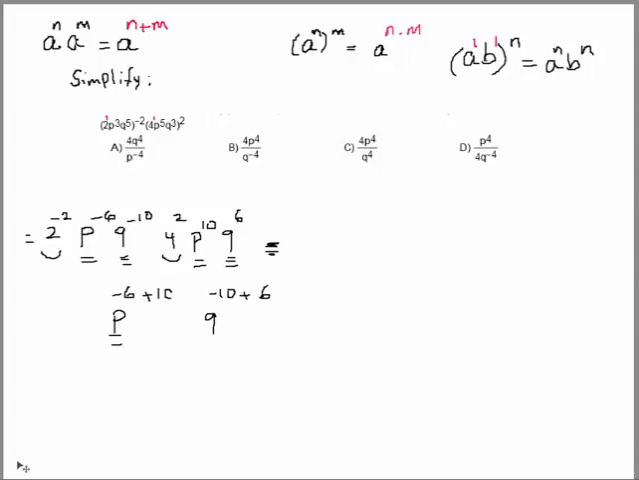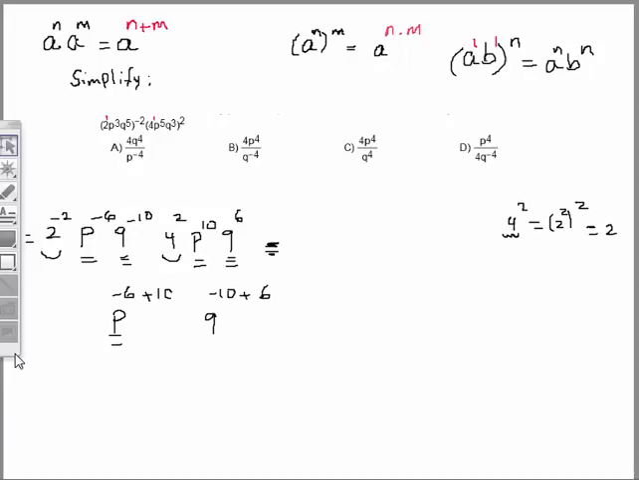So what we can do is make them have the same base. This is 4 to the power of 2. I can write 4 as 2 to the power of 2, to the power of 2, because 4 is 2 squared. So this really is 2 to the power of 4. Okay, so this is 2 to the power of 4. This is 2 to the power of negative 2. So we can combine these two to be 2 to the power of negative 2 plus 4.